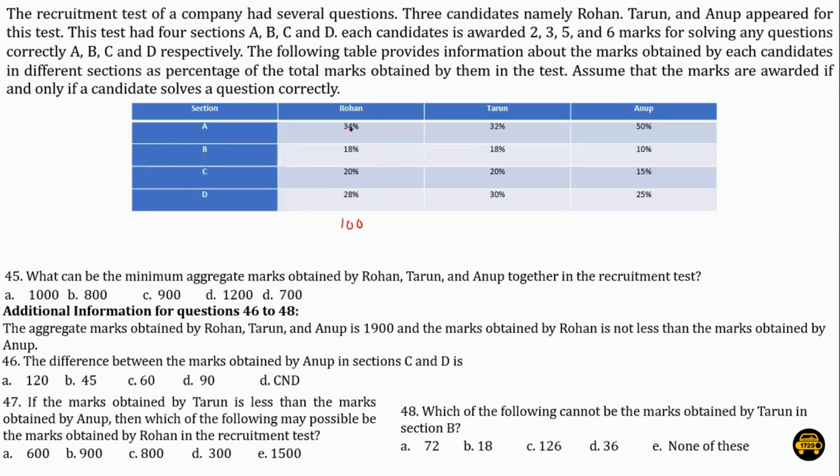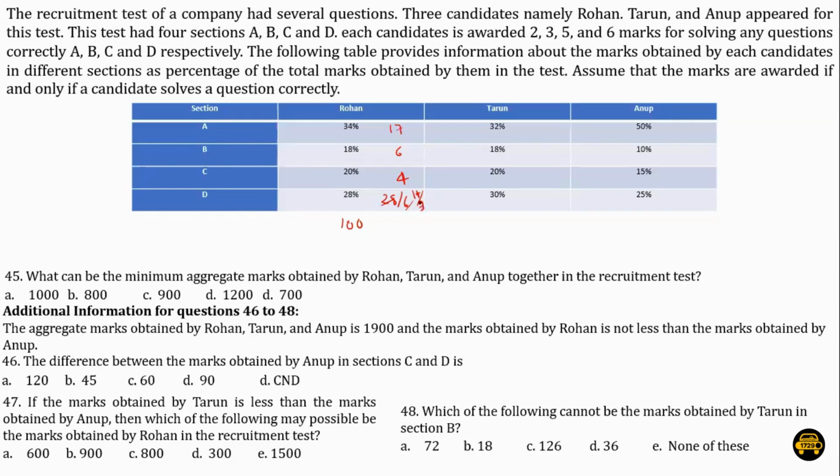Now, in order to get 34 marks in section A, one question gives you 2 marks. So he would have attempted 17 questions. In order to get 18 marks in section B, you would have attempted 6 questions because 6 threes are 18, right? In order to get 20 marks in section C, you would have attempted 4 questions. And now in order to get 28 marks in section D, you have to attempt 28 by 6, that is 14 by 3 questions.